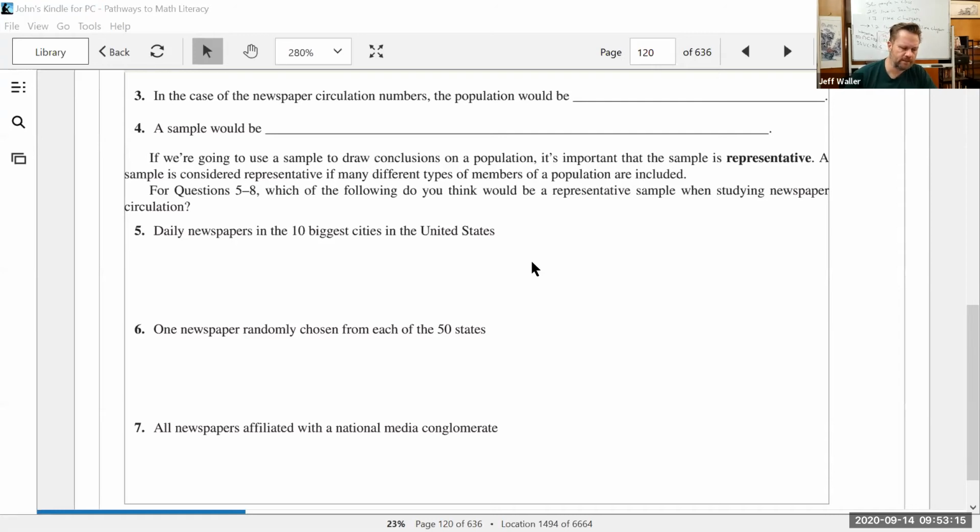The 10 biggest cities have a lot of people. There could be bias in one direction or the other about how many newspapers are circulated there. It also wouldn't represent all the possible newspapers. There will be small cities with their own newspaper that won't be represented then. So you guys see it?